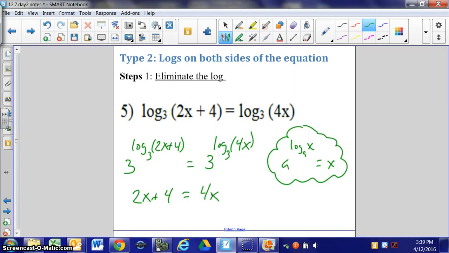Solve that and check back. What do you think? The algebra worked out for you? 2x plus 4 equals 4x. Subtract 2x, divide by 2, you get x equals 2. When you plug it back in, 2 times 2 is 4, plus 4 is 8. Log base 3 of 8 equals log base 3 of 8. So it checks. Let's try another one.